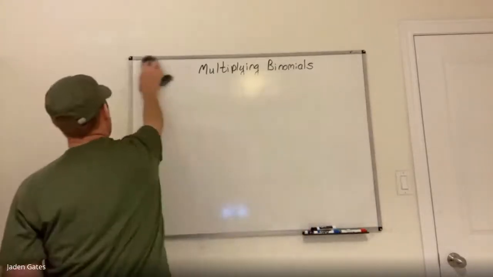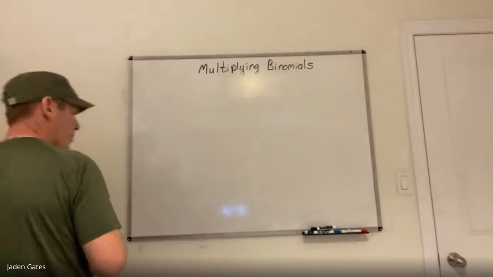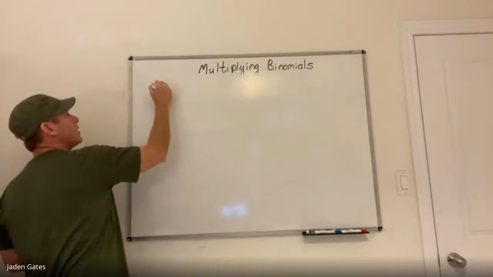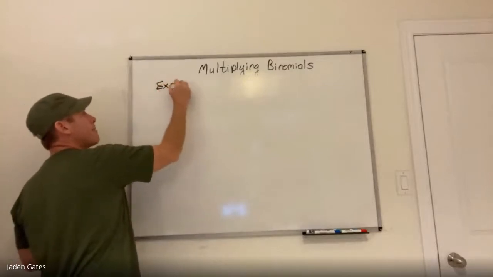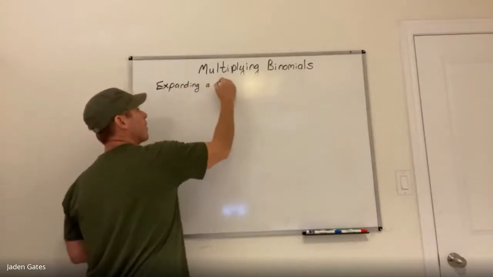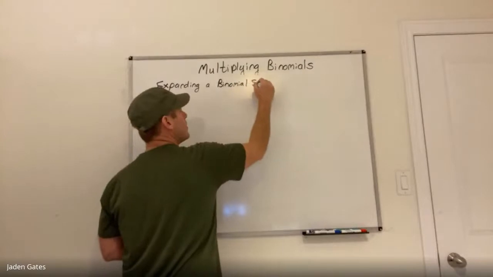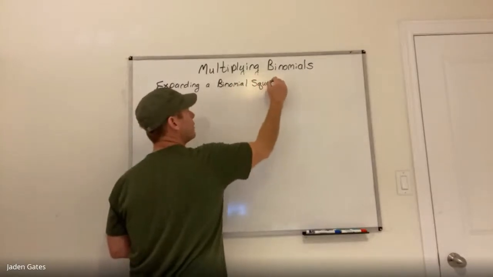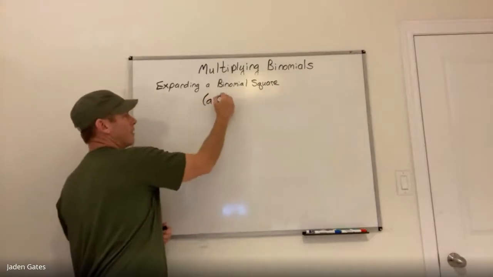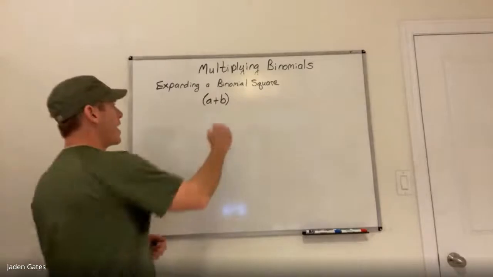All right, so what we can have is a binomial squared. So this is how you expand, or expanding, a binomial square. Which means I take some binomial, for instance, a plus b, that's a binomial. There's two terms in there, one's a, one's b, and I square it.